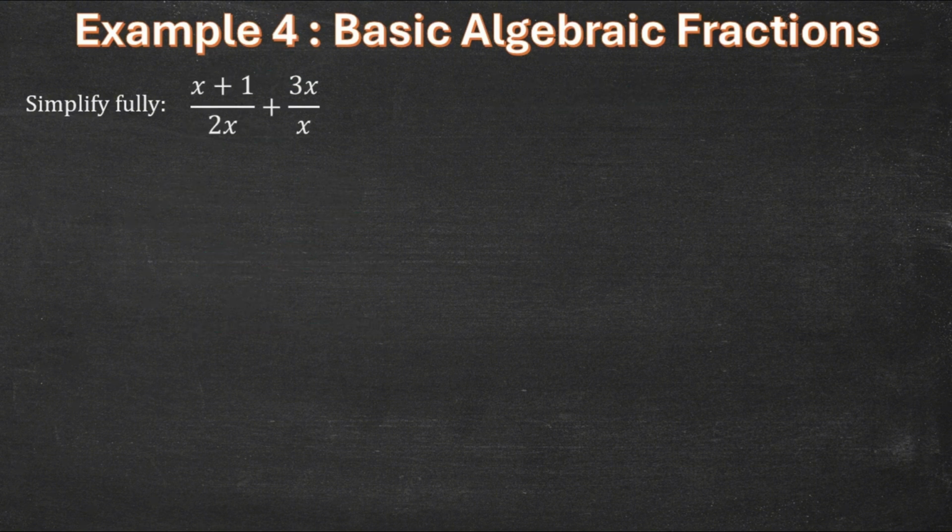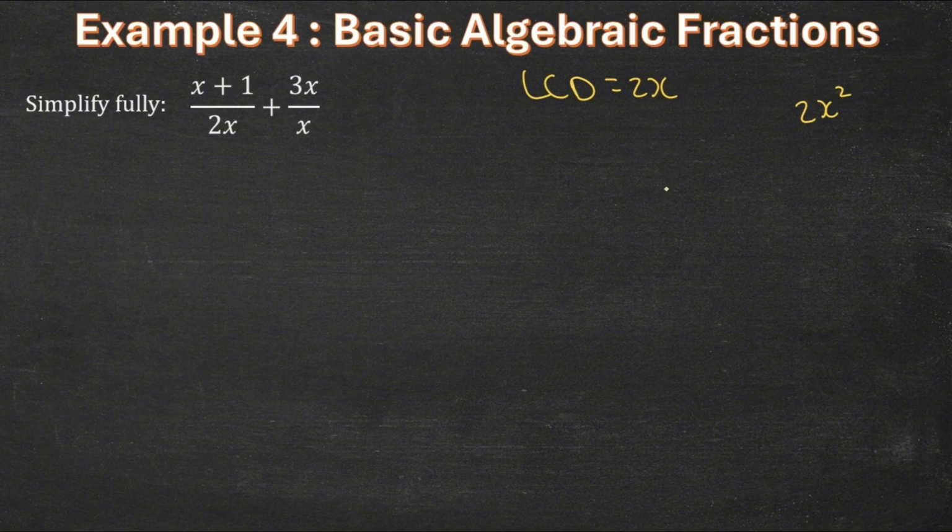Example 4 is moving more towards the type of questions that we will be doing in grade 10, but this is still very basic. The rule stays the same. Whenever you're adding or subtracting any fractions, you need to find a lowest common denominator. Now, for example 4, we have 2x and this x as denominators, so my LCD is 2x. Now you can ask me, why 2x? Why not 2x times x and have 2x squared as my lowest common denominator? You can use that. There's nothing wrong with that. You will just need to add more steps to get to the final answer.